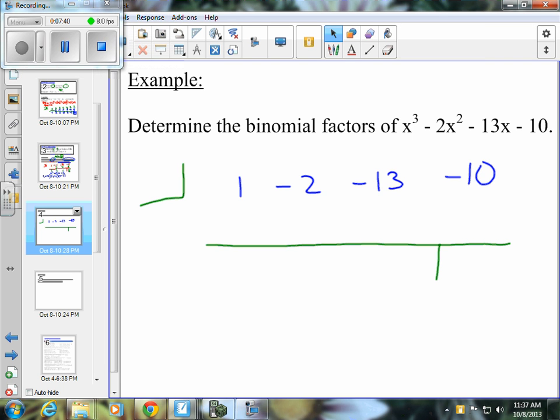We're going to try to see if we have some number that might work. Okay, so we can try factoring by grouping. We could try guessing and checking. I'm just going to try guess and check and see if that works.